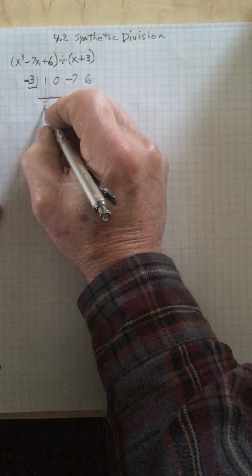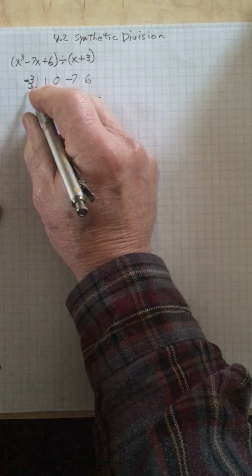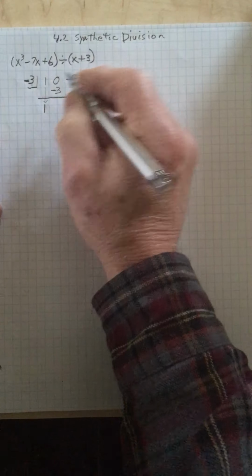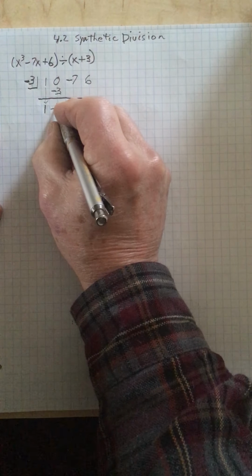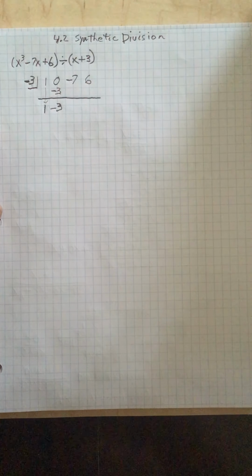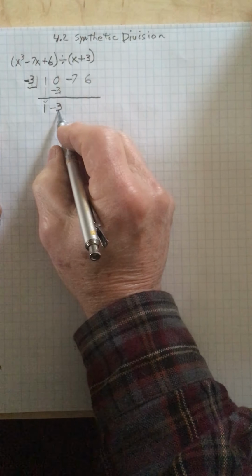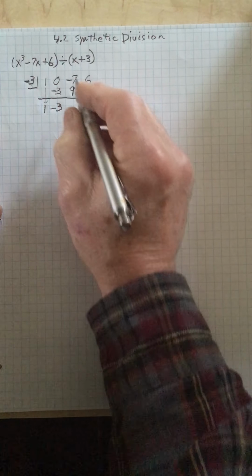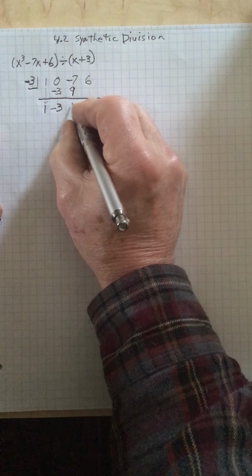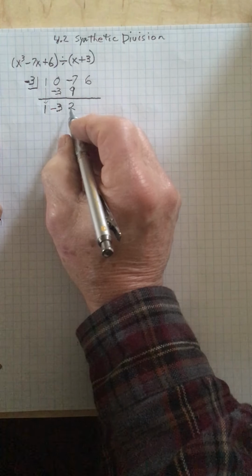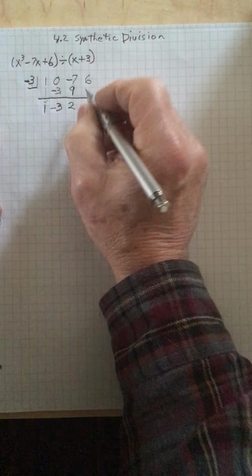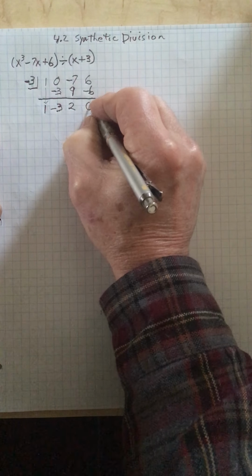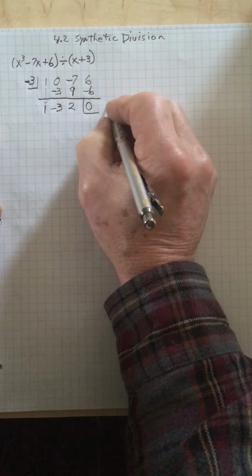Multiply this times the root, so it's going to be 1 times minus 3, that goes here. And then everything's added. 0 plus minus 3 is minus 3. Again, we're ready to multiply. Minus 3 times minus 3 is a positive 9. Add them up. 9 and minus 7 is plus 2. Again, multiply. 2 times minus 3 is minus 6. Add them up. 6 minus 6 is 0. That's where we end. That's your remainder right there.